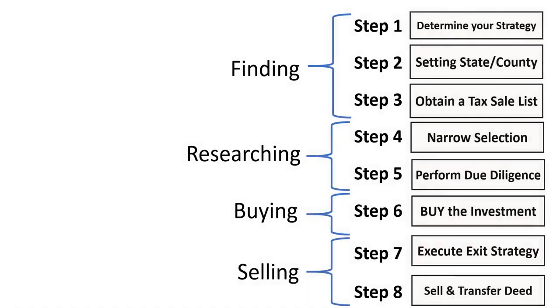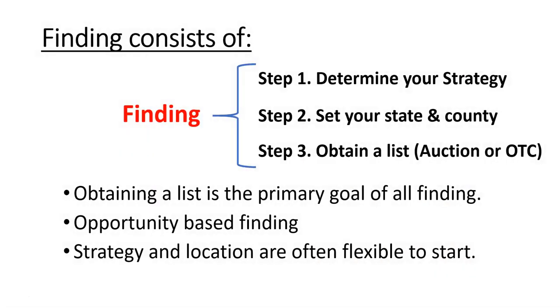Now, to break this down into even more simplistic terms, what we're really looking at here are 4 primary topics, or 4 main objectives within these steps. And what they really are is the finding, researching, buying, and selling of real estate. And we found that it's oftentimes easier to break it down into those terms.